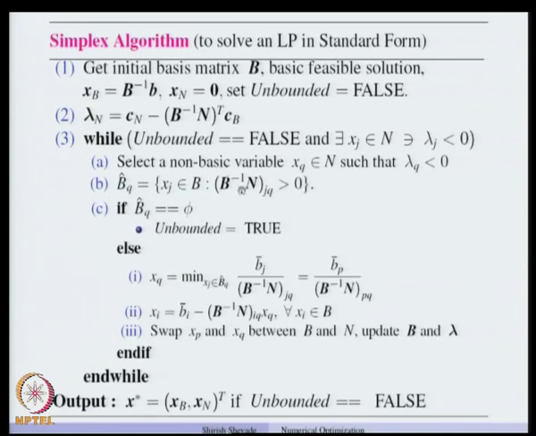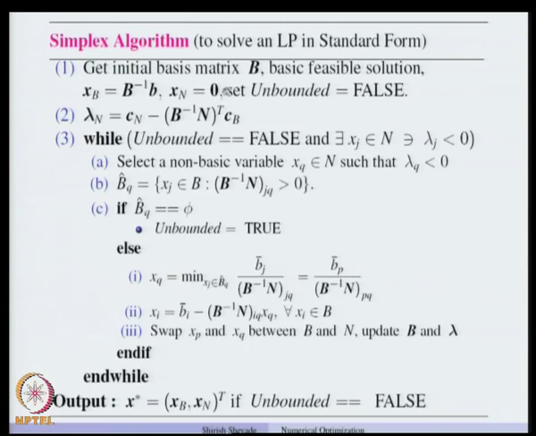Now, most of the steps in this algorithm are straightforward, except how to select a non-basic variable x_q belonging to N such that lambda_q is less than 0. There could be many non-basic variables belonging to the set N for which lambda_q will be less than 0. So, how do we choose one non-basic variable from a set of non-basic variables which satisfy this property? That is one question that needs to be answered.